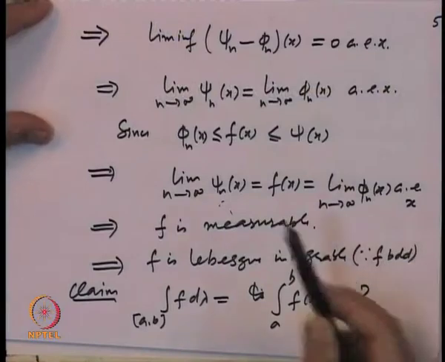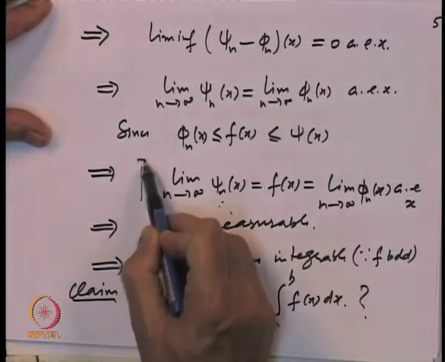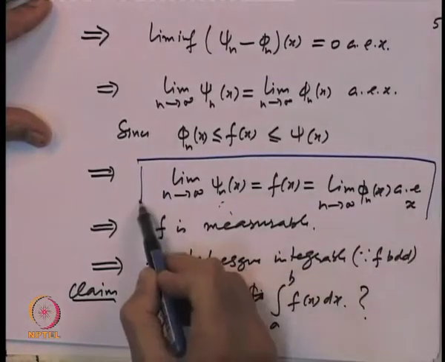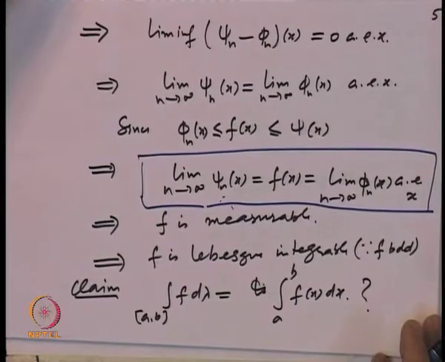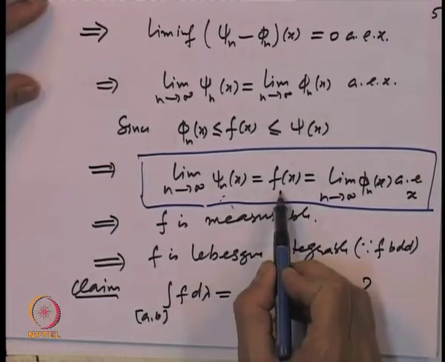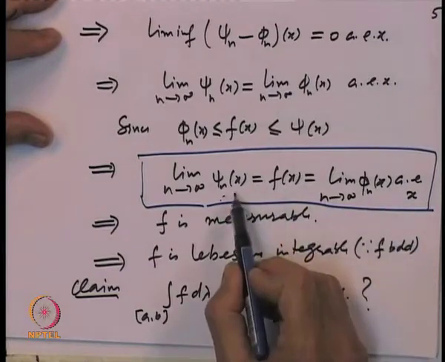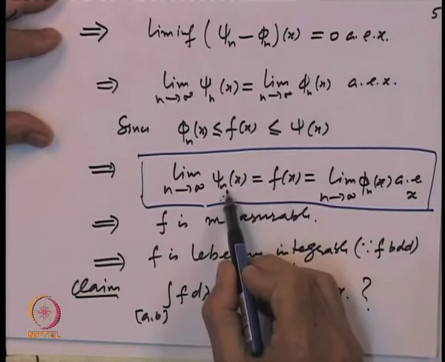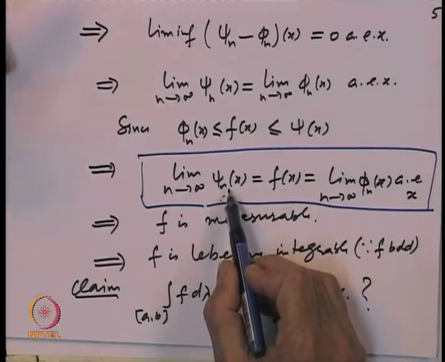So, we concluded, this is the fact that we proved in our theorem, that the limit of the step functions phi n and psi n is f of x, almost everywhere. So, almost everywhere f is the limit of psi n's, and psi n's are piecewise continuous functions, they are step functions.